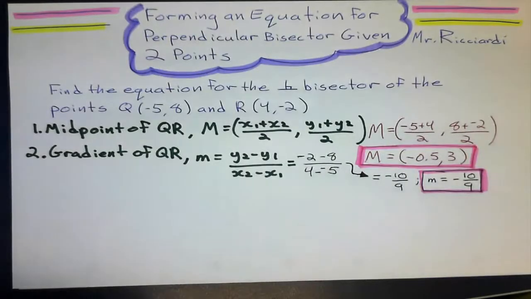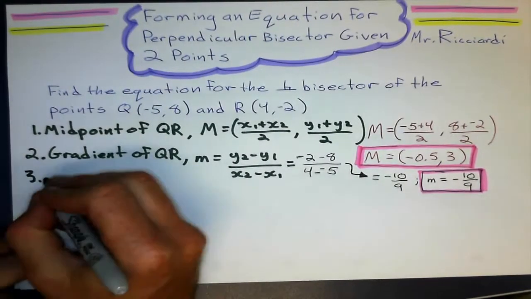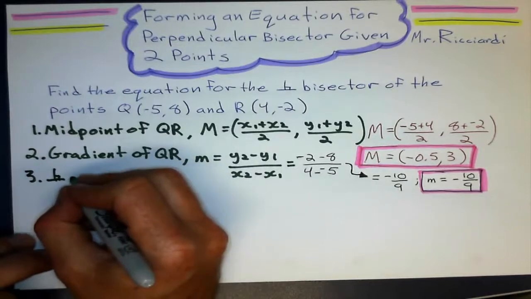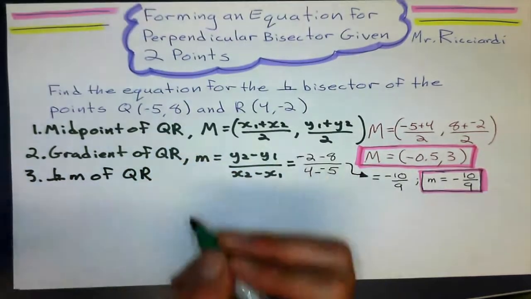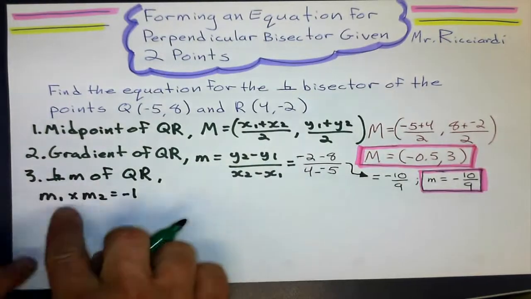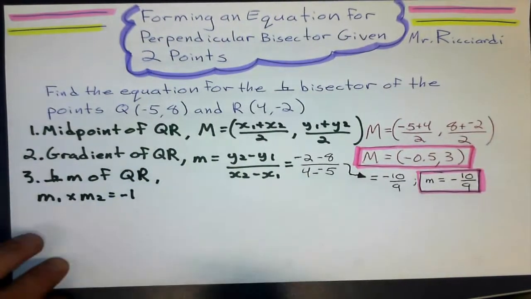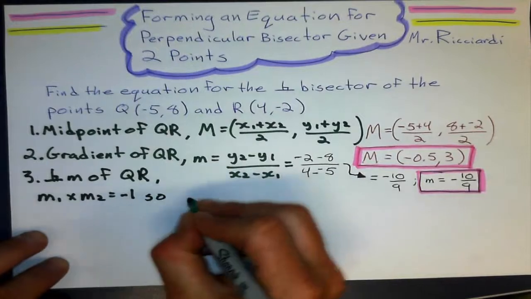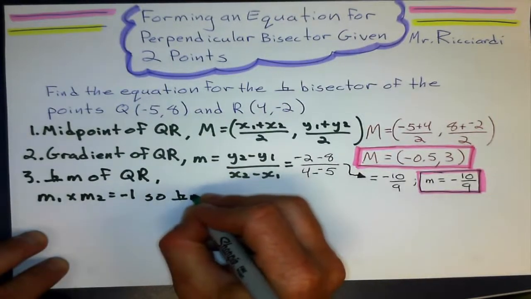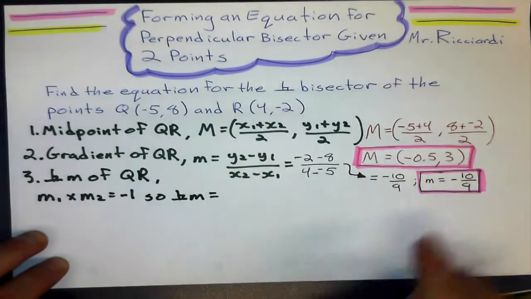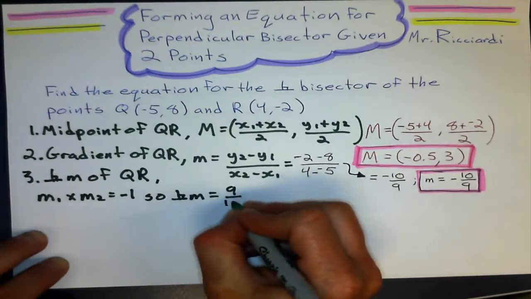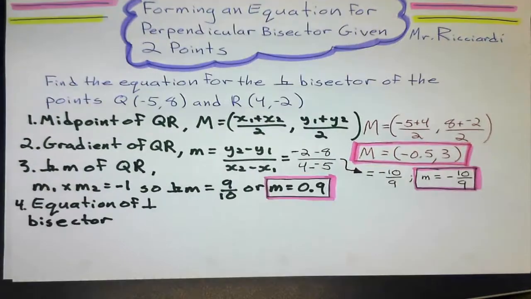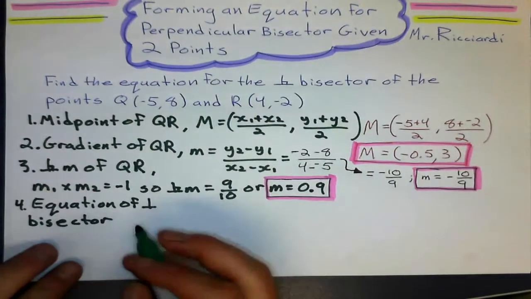Now, of course, I need to find the perpendicular gradient of QR. And the perpendicular gradients, the two gradients multiply to get -1. Or I just call it the opposite reciprocal. So the perpendicular gradient is going to be the opposite reciprocal of that, which is 9 over 10. And that's the gradient we want to use, or 0.9.